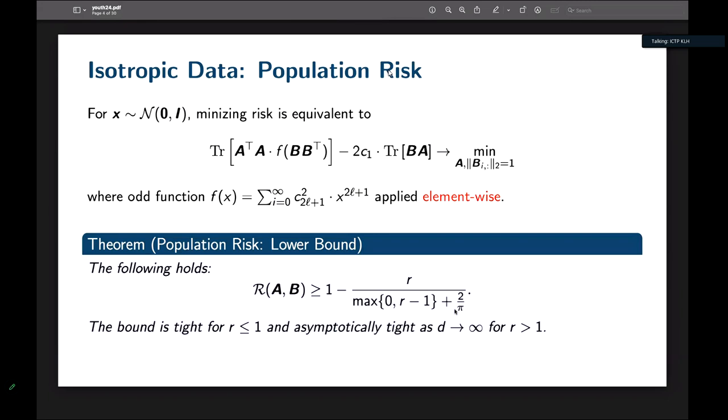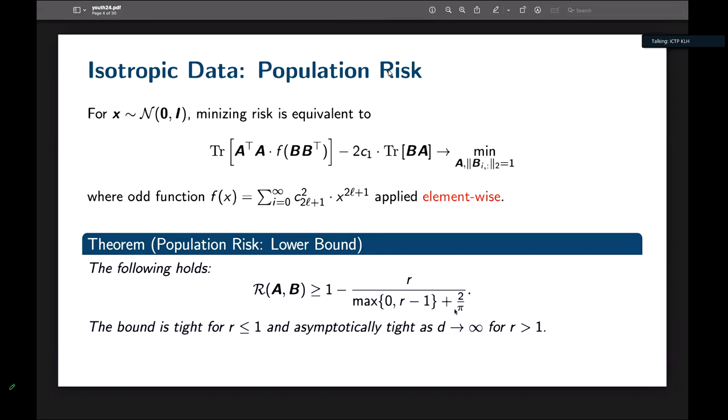What is important here is that this looks like a linear algebra problem now, which is quite nice. Unfortunately, F here is applied element-wise and not in the usual spectral sense. The important part about function F is that it's an odd function, and we will rely very heavily on this property for our analysis. Okay, all in all, we are able to get this bound for the population risk. I will have a slide with its visualization, so no need to try doing it in your head.